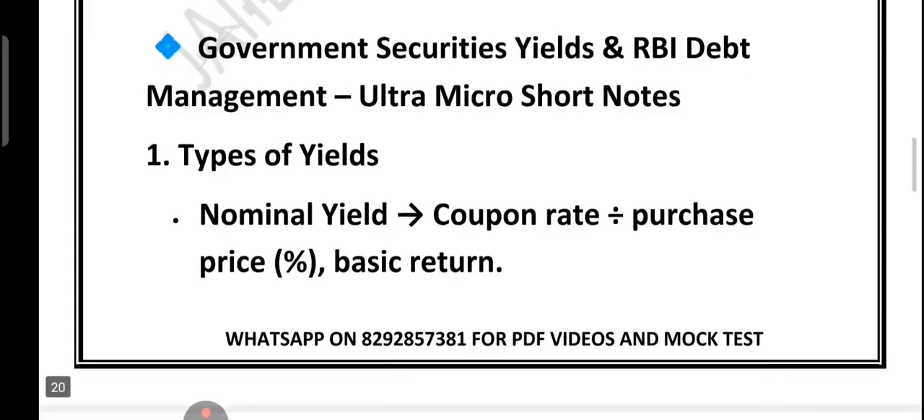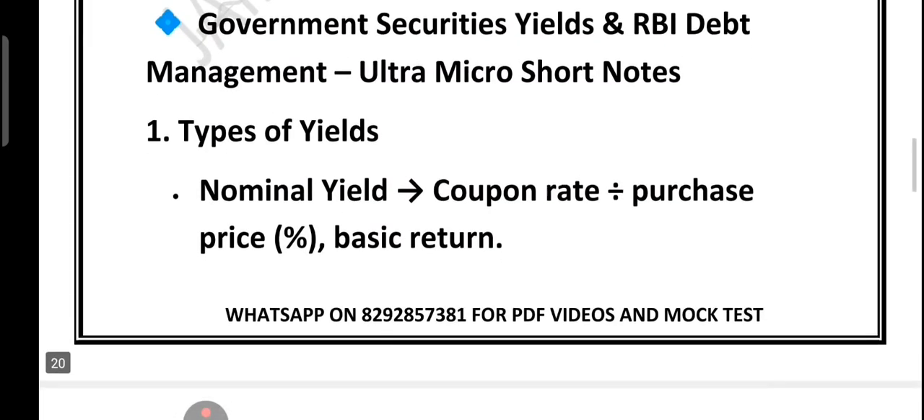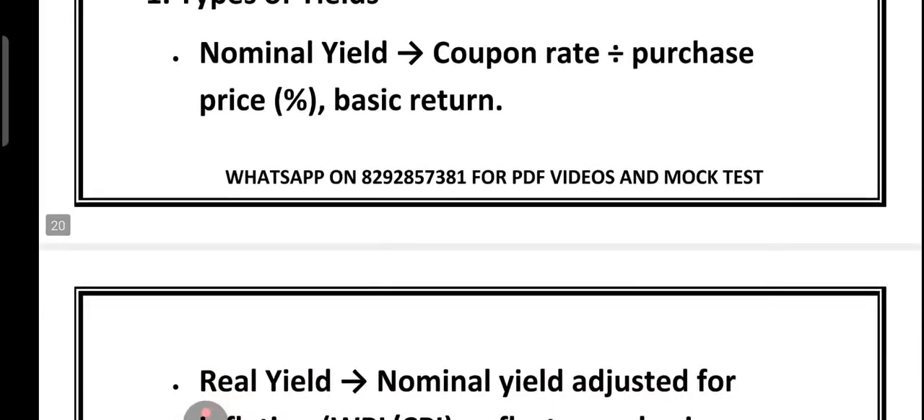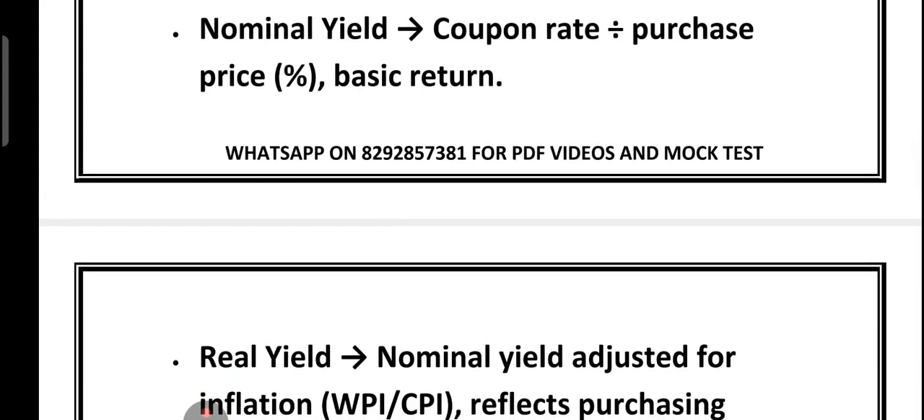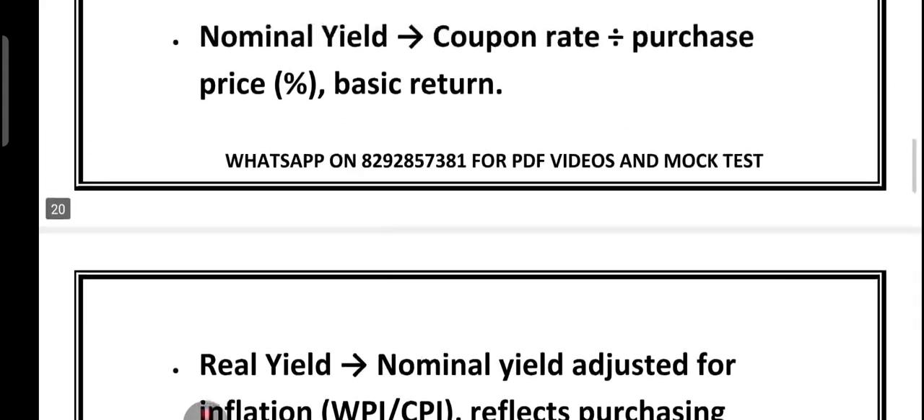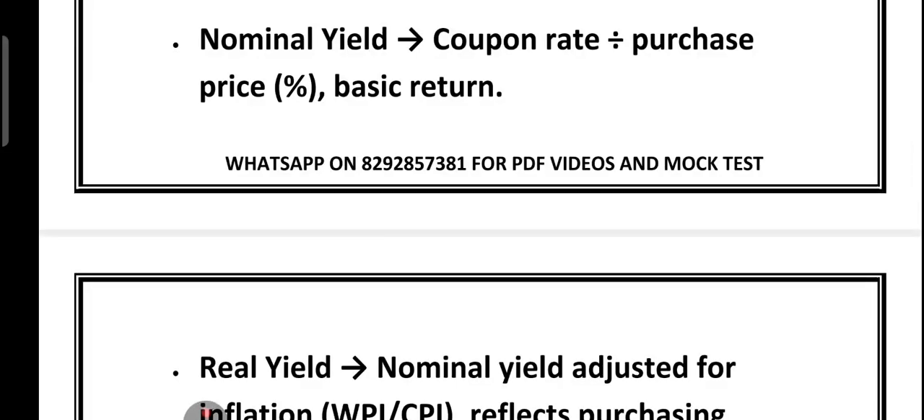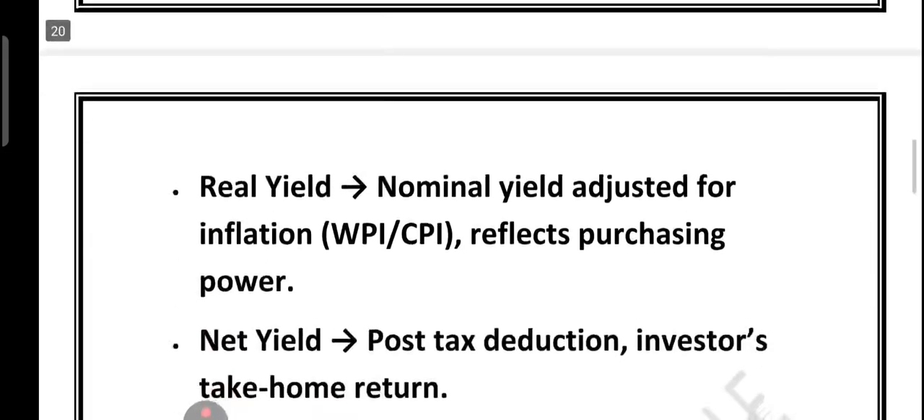Now, when you invest in a government security, you can measure return in different ways. The first term you have is the nominal yield. Nominal yield is the basic return. How to calculate it? Coupon rate divided by purchase price. Coupon rate in the numerator, purchase price in the denominator. That will give you the nominal yield. Real yield means what? It adjusts the nominal yield for inflation like CPI, WPI, wholesale price index, consumer price index, showing your true purchasing power.